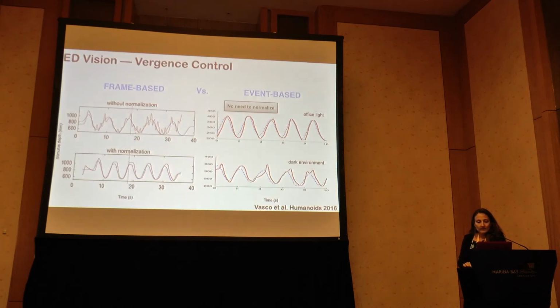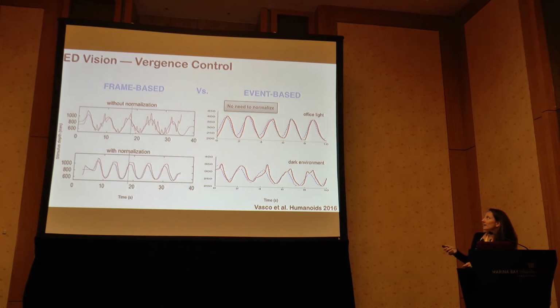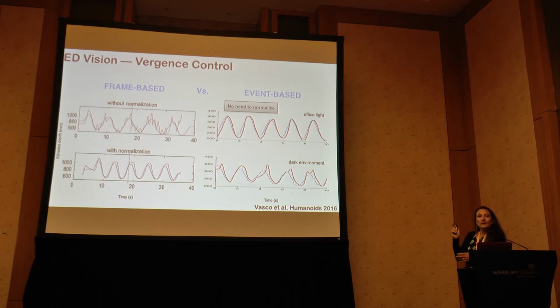What I think is nice to show here is that we tried to implement the same thing under office light and in a dark condition, and here you clearly see that without doing anything, thanks to the high dynamic range of the sensor, the algorithm still works. In the frame-based implementation, even for office light, they need to do normalization because they have a lot of fluctuations due to the illumination. So this is the first time I could really have a plot that shows, look, this is a quantification of the effect of the high dynamic range.